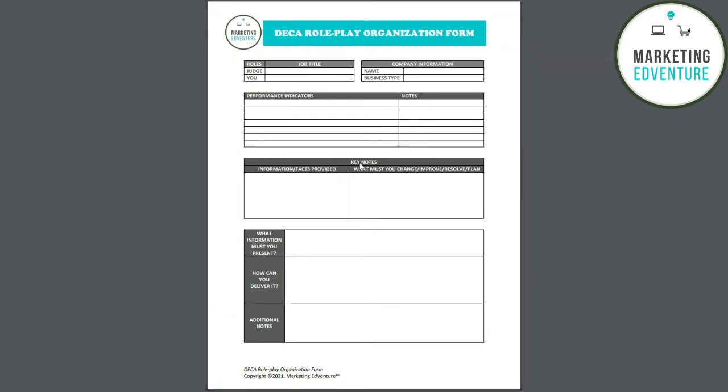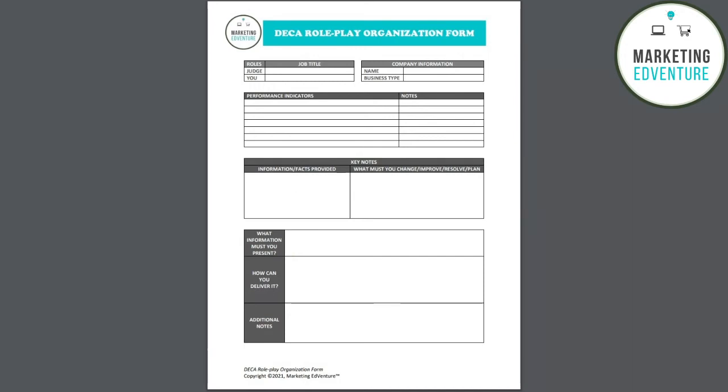And then the next section, we have the keynotes. These are the key bits of information that you need to know that play into you developing your final information that you'll present to the judge. What we have in this first section is information and facts provided. That is what is actually written in the case study. What did they actually put there?